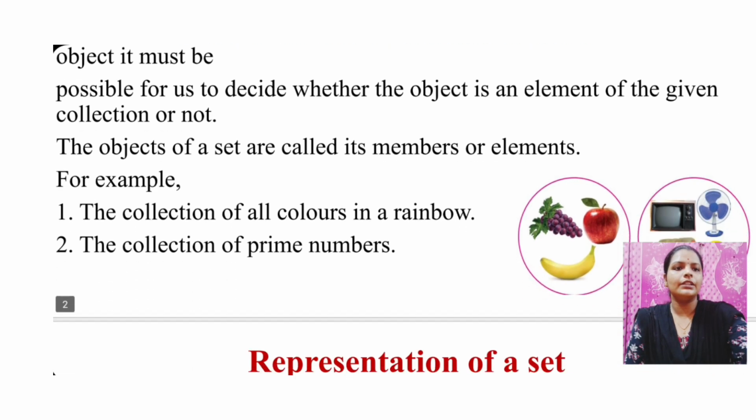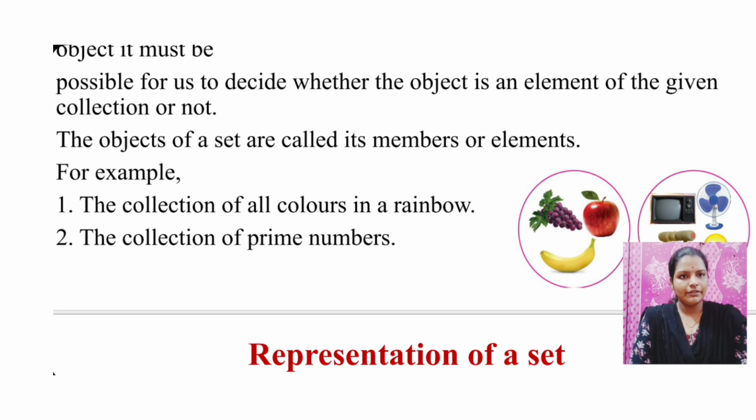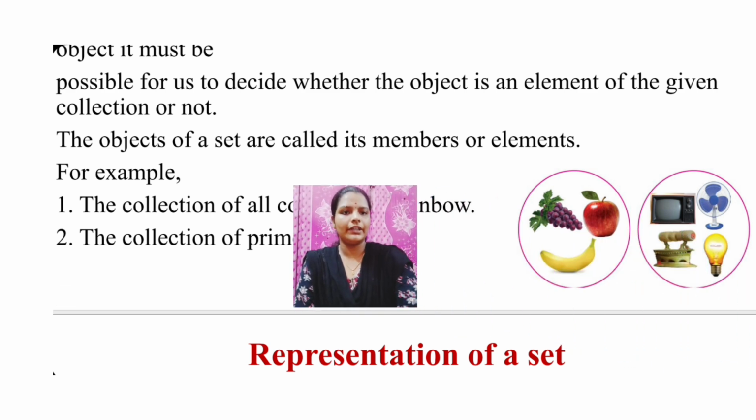For example, the collection of all colors in a rainbow, the collection of prime numbers. On the right-hand side, we will see the pictures. Apples, grapes and bananas belong to a particular set. If apple, grapes, banana belong to the set A, these fruits are called elements of the set A. That is, things which are listed in the particular set are called elements of the set.